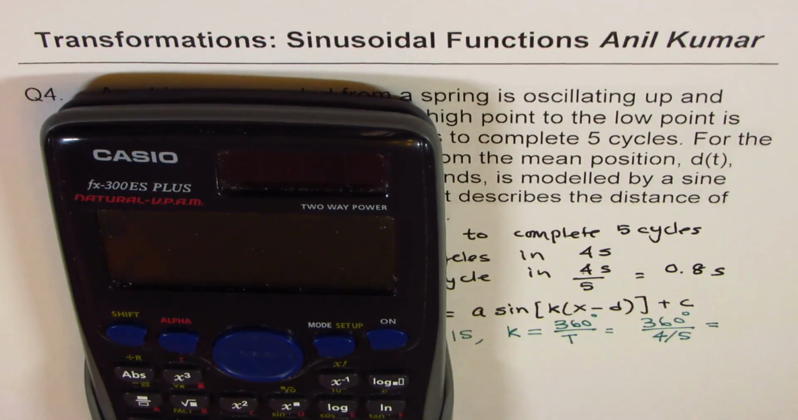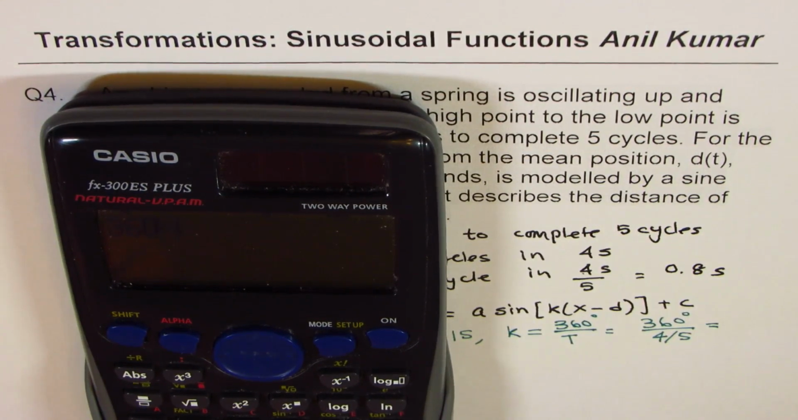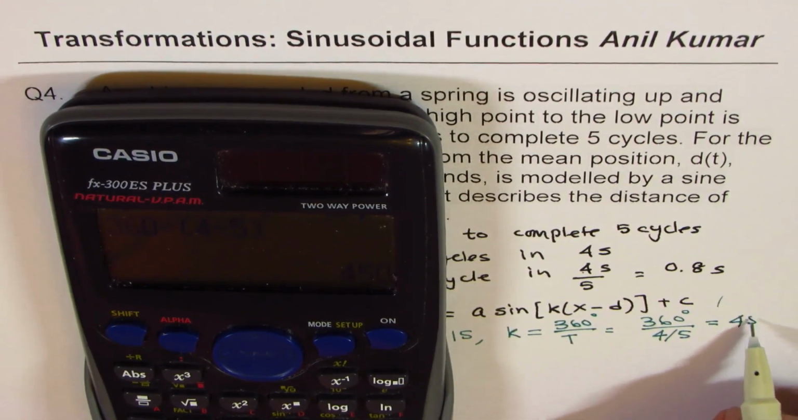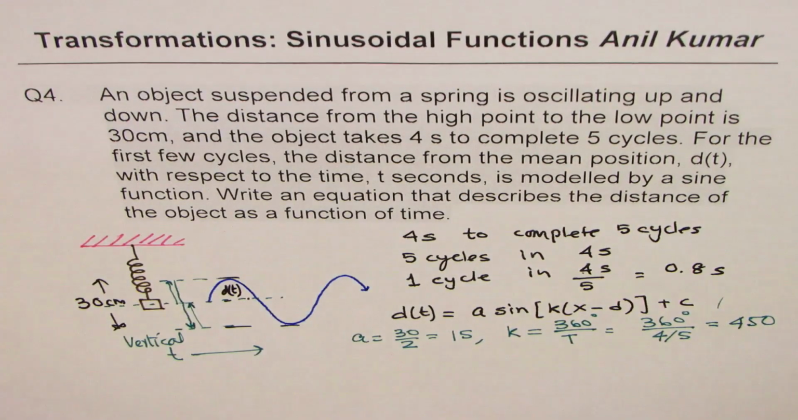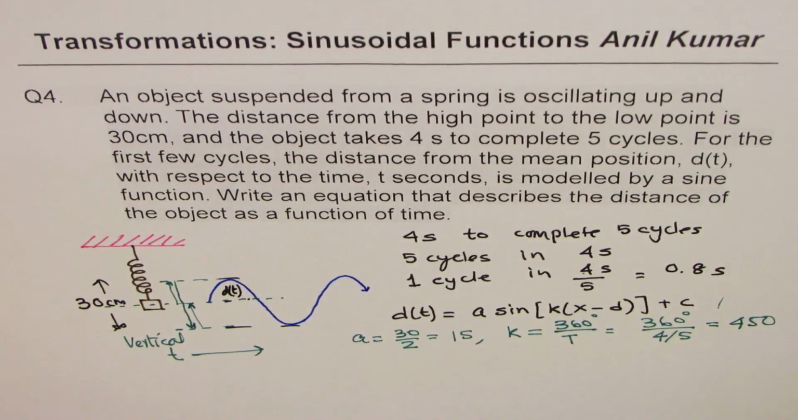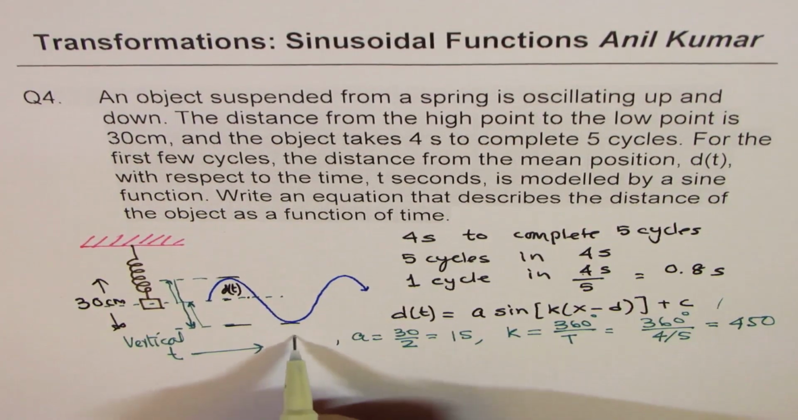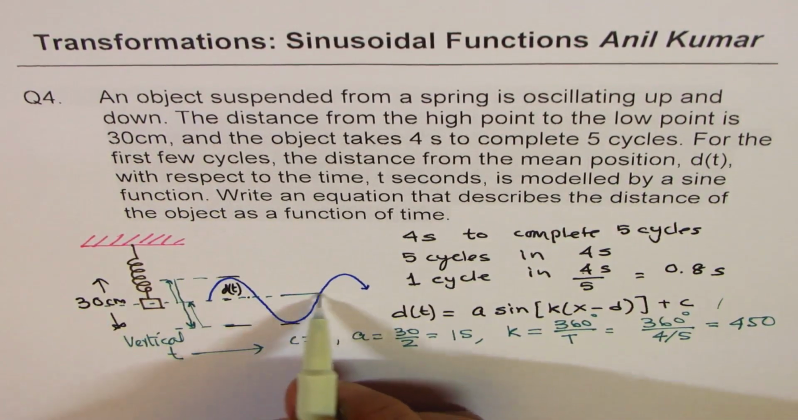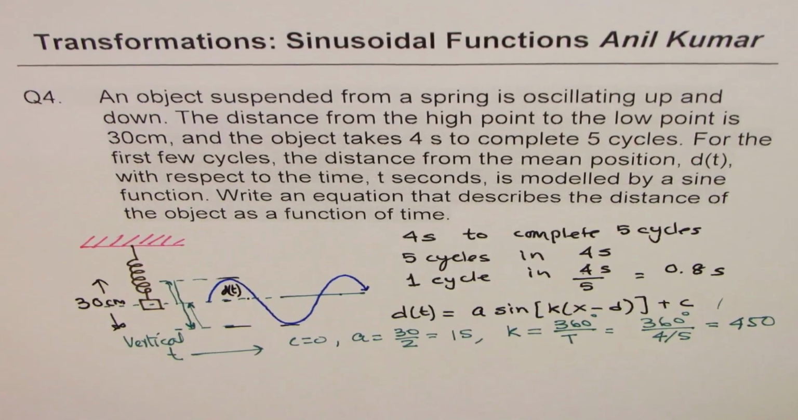Correct? So that means we can use a calculator to figure this out, right? So we have 360 divided by, within brackets, 4 divided by 5. You could do that, or you could write 360 times 5 divided by 4. Anyway, you get the value of k as 450. And c is 0, right? We know c equals 0 since we are talking with respect to the axis itself.